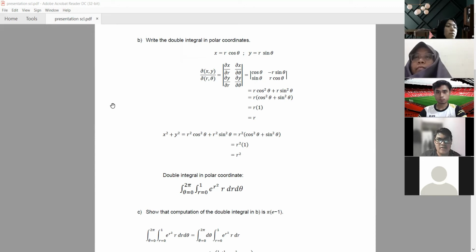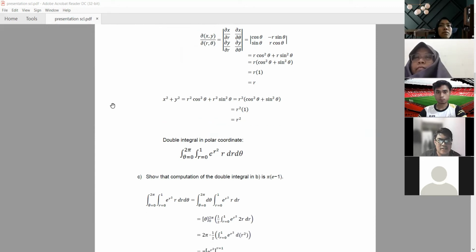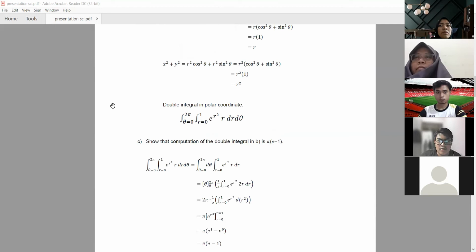So the double integral in polar coordinates for this is the integral from theta equals 0 to 2 pi and r equals 0 to 1 of e to the power of r squared, r dr d theta.